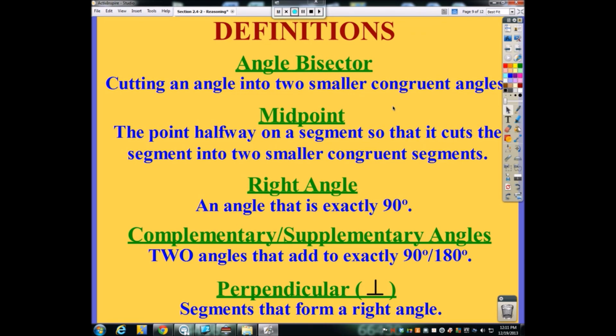A right angle, well, that's exactly 90 degrees. Okay, you're thinking, well, do we really need to know the definition of a right angle? You'll see when we get to some specific examples. Complementary, supplementary, we've talked about those before. And perpendicular, keep in mind our little symbol here, the upside down capital T, just means that we have segments that form a right angle. And a right angle means we have 90 degrees. So we will use these throughout the chapter. Okay, so just hold tight now.